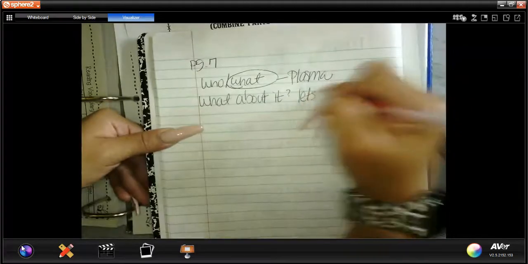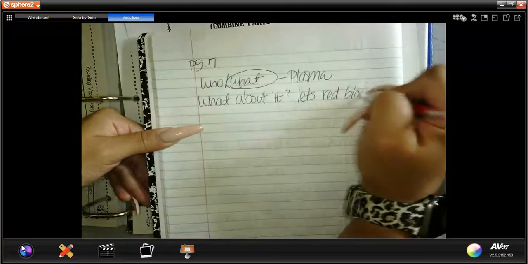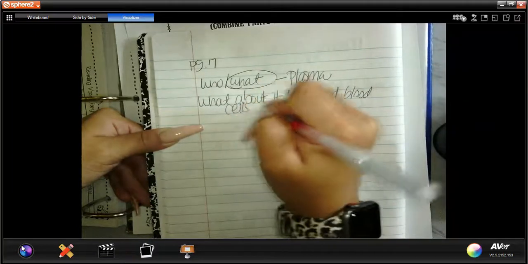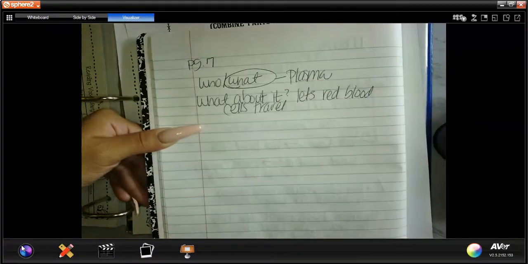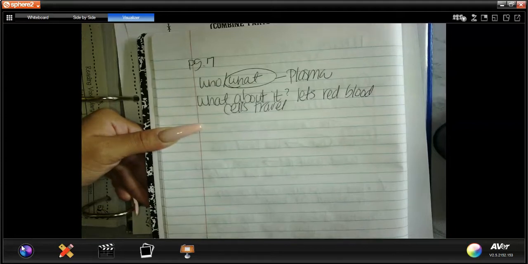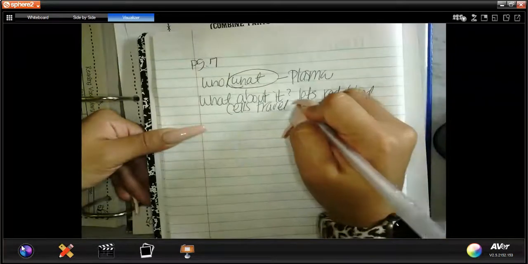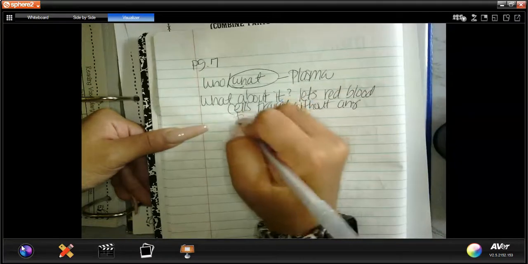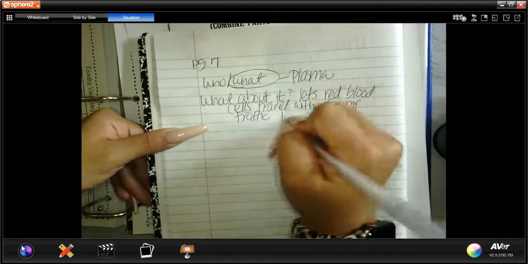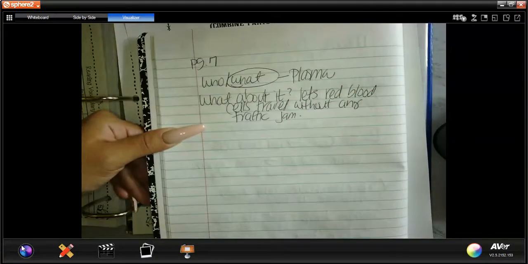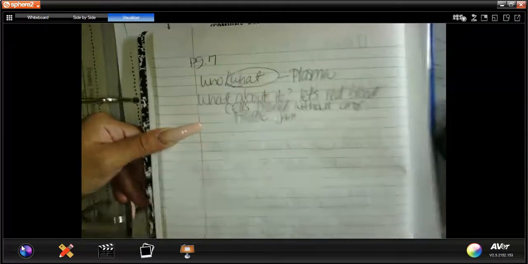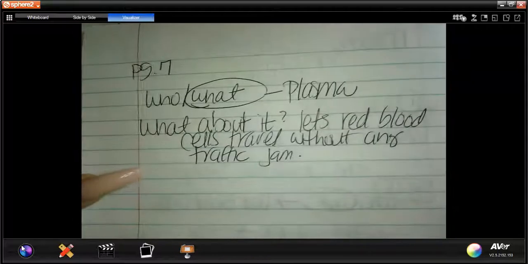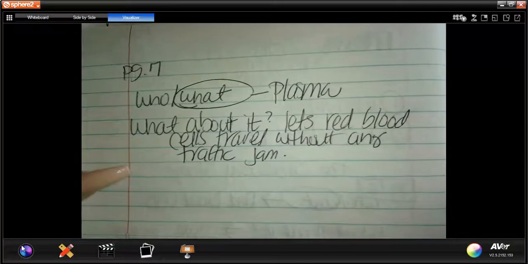It lets red blood cells travel. How do they travel? Without any problems, right? Or without any, let's write traffic jam. Without any issues. So plasma, what about it? It lets red blood cells travel without any traffic jam.